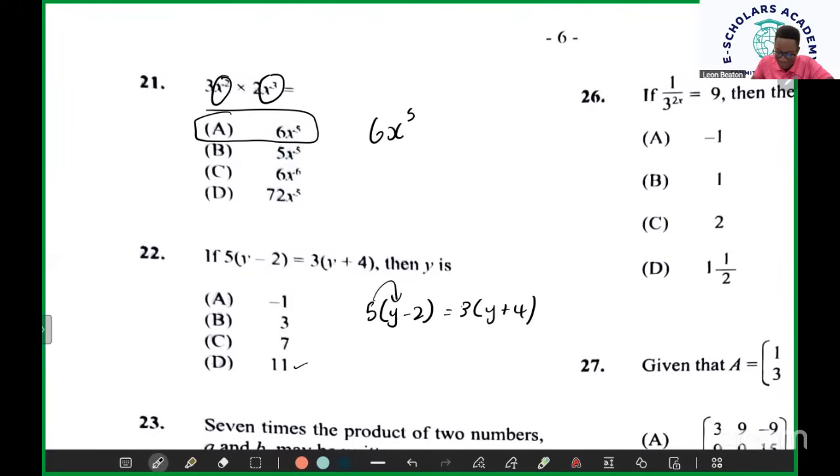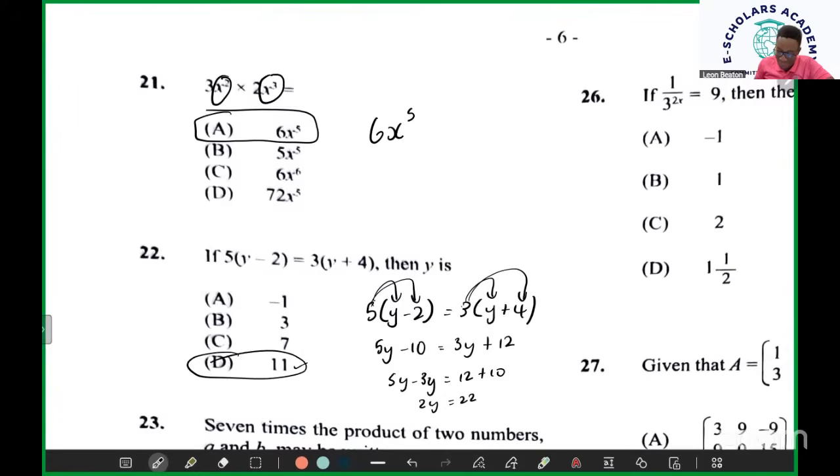So 5 times y is 5y. 5 times negative 2 is negative 10. 3 times y is 3y. 3 times 4 is 12. So 5y minus 3y is equal to 12 plus 10. 2y is equal to 22, so y is 11. 11 is the answer.